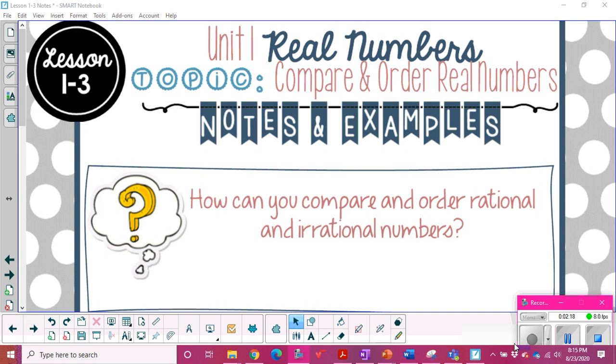Comparing and ordering real numbers. How can you compare and order rational and irrational numbers? This is the essential question that we're going to be answering in this lesson, and we will come back to that when we're finished looking at all the examples. So keep that in mind in the back of your thoughts. How can we do this?